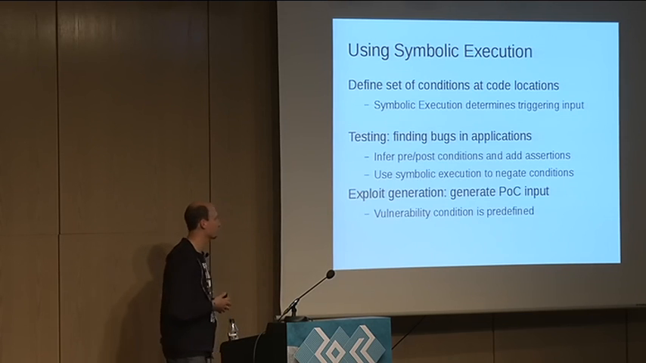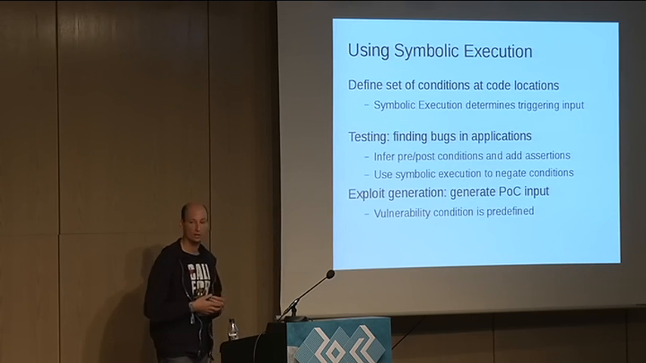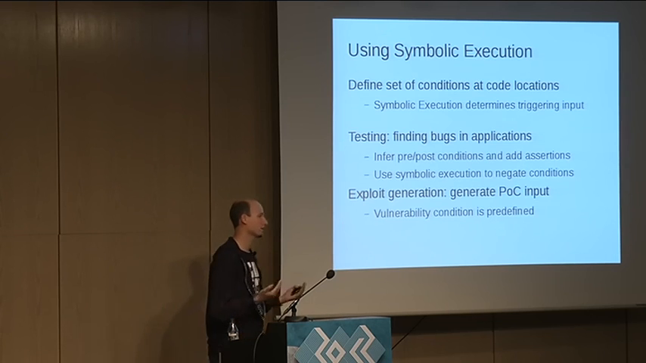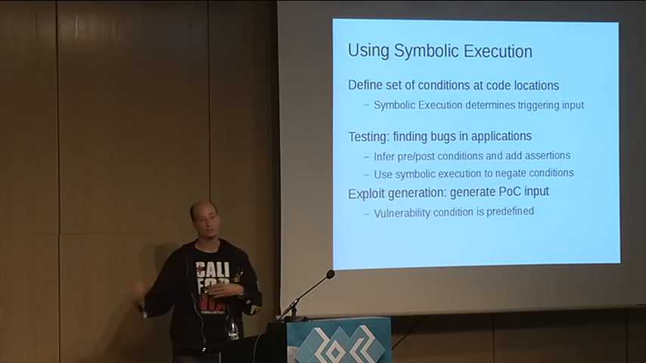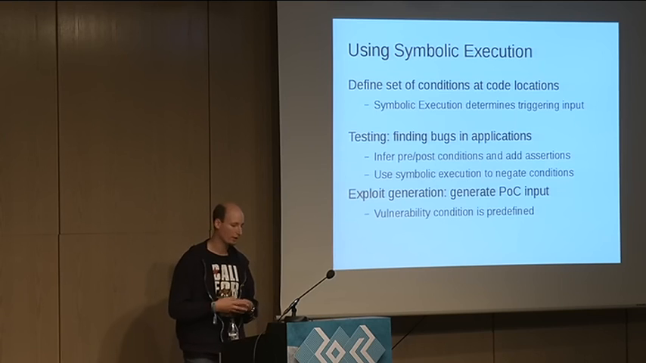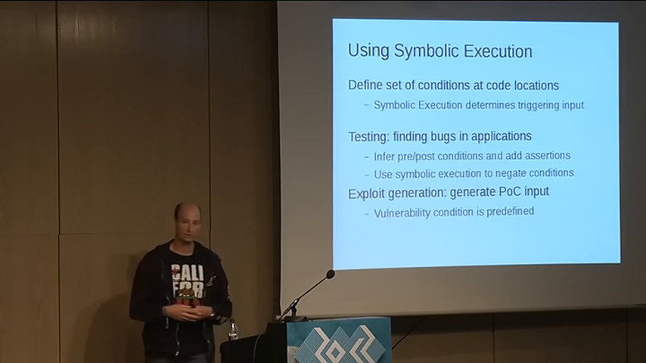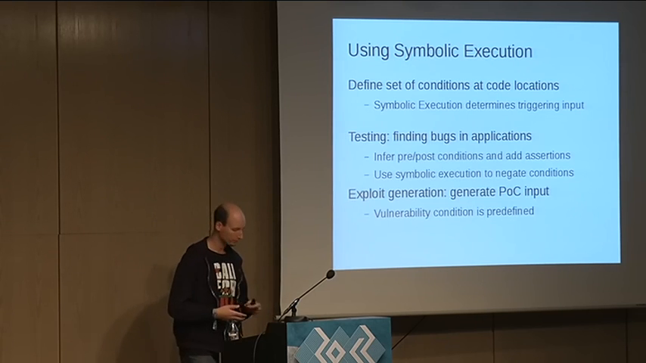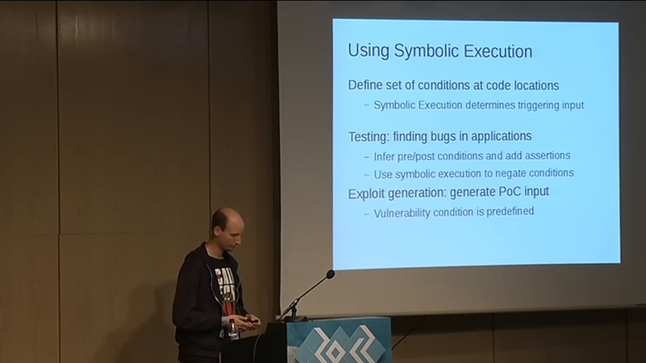Another option is to use symbolic execution for exploit generation. So we have a set of conditions. If these conditions would hold, then we would be able to exploit the program in one way or another. And we then use symbolic execution to generate the input that triggers this safety violation on the higher level.